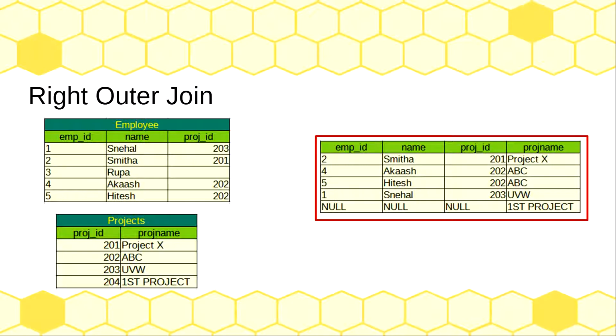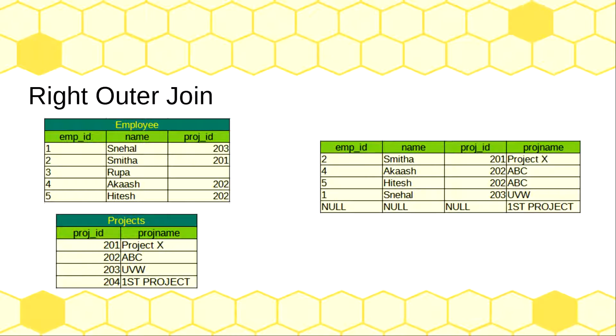In this output you can see all the project names are listed, no matter if they are assigned to an employee or not. So basically the right outer join returns all records from the second table and matches it with the records of the first table. Even if the records don't match, it gives the output as null. If the records from the second and the first table don't match, then it gives the output as null.